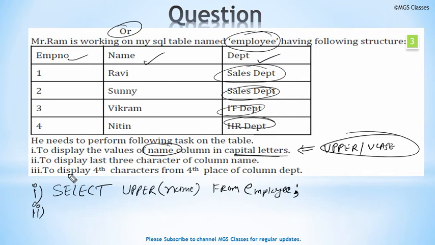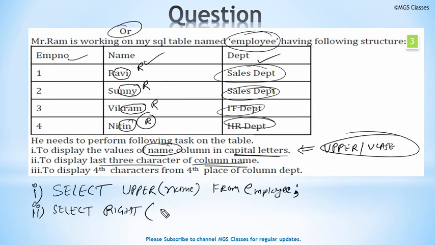Now the second query asks to display the last 3 characters of the column name. The last 3 characters means from the right side you need to display 3 characters, and for displaying the 3 characters from the right side we can use the right function very easily. So you will write select. You should know which function does what, then only you will be able to write down this query. So right, and then name, and then you will write the 3. So it will display the last 3 characters of the name column.